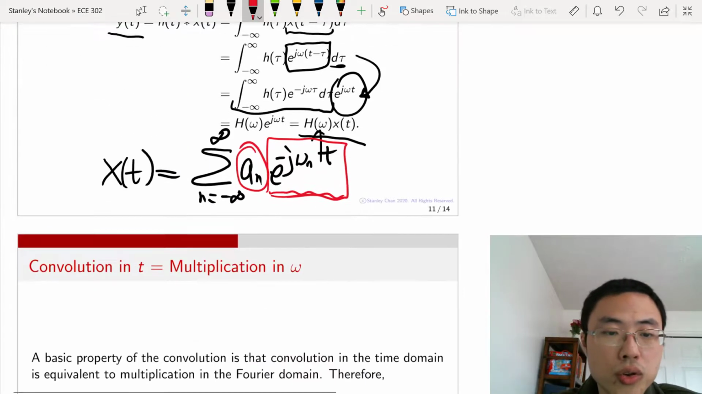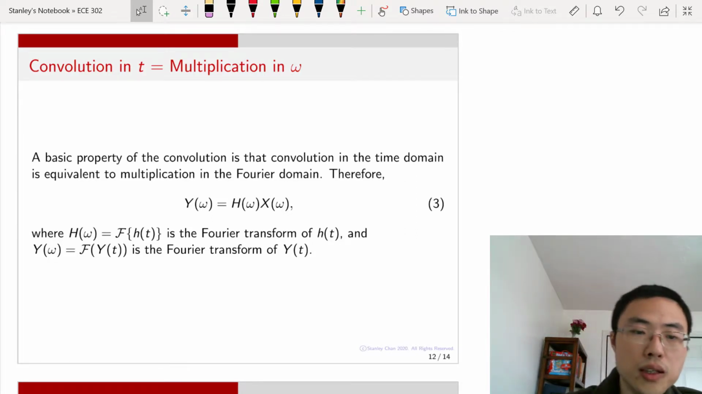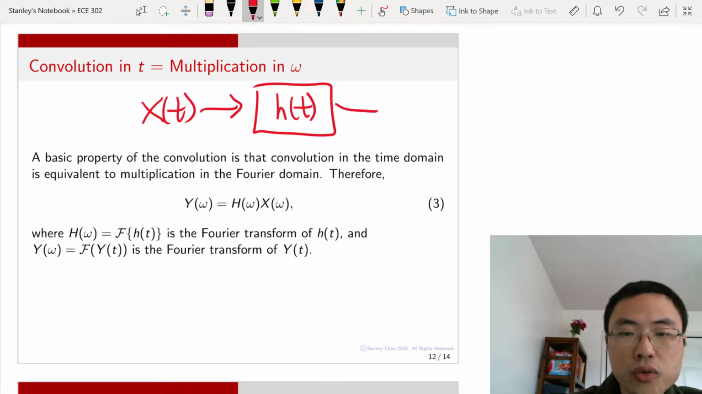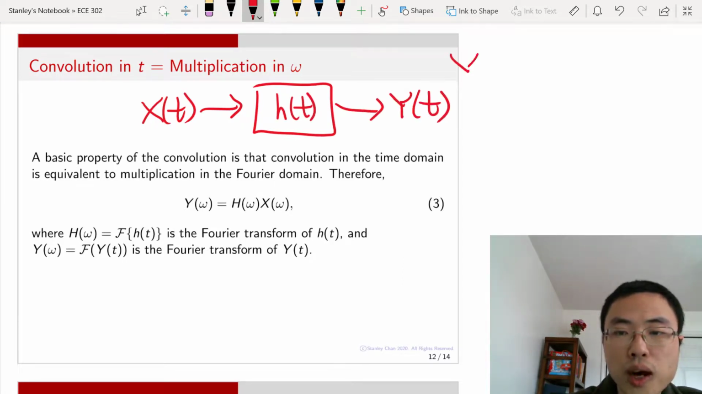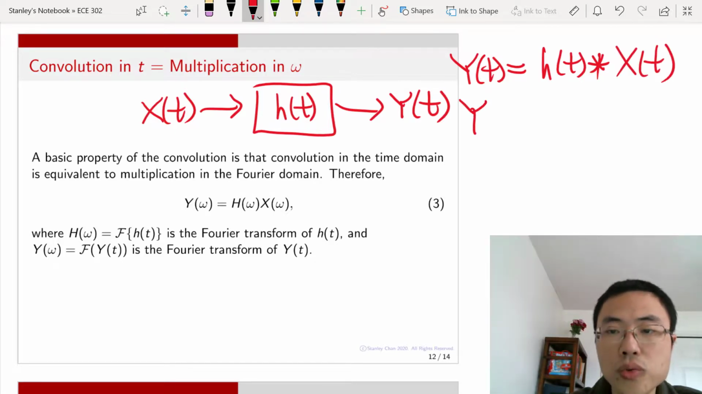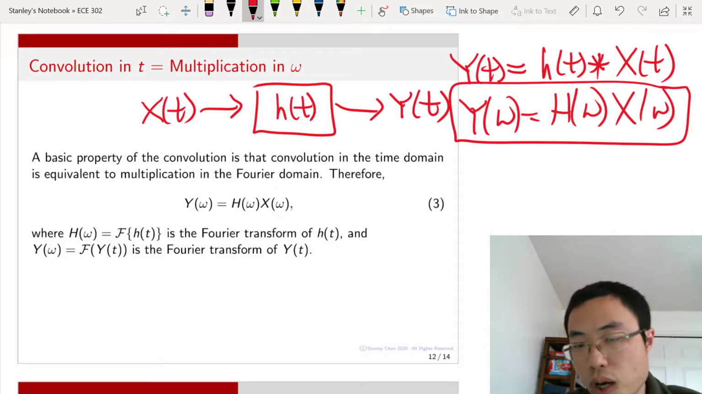That leads to the third property, which is that the convolution in time will give you the multiplication in the Fourier domain. In other words, if you send this function x of t going through a linear time invariant system with this h of t, you get the output. You know that y of t equals h of t convolve with x of t. In the Fourier domain, you will get y of omega equals h of omega times x of omega. This is an extremely important property, okay?